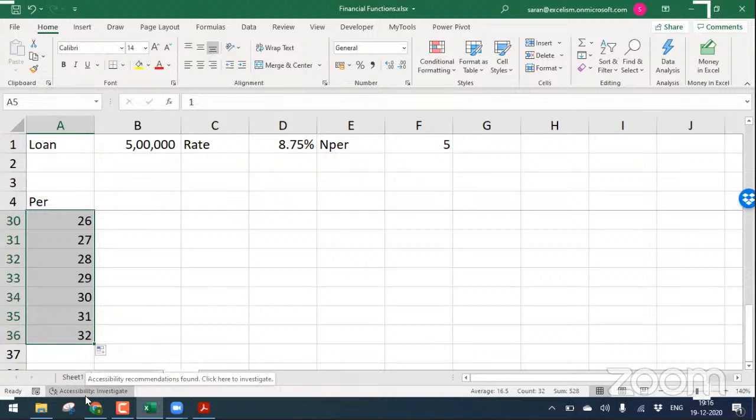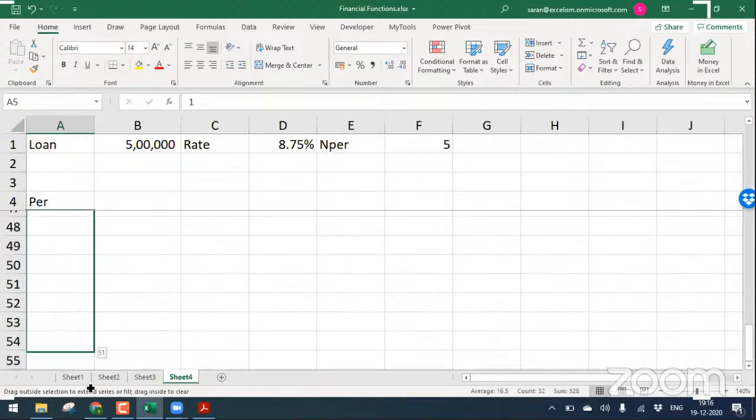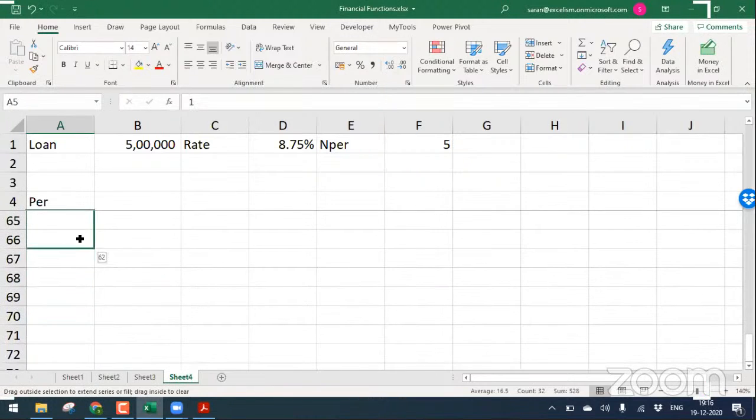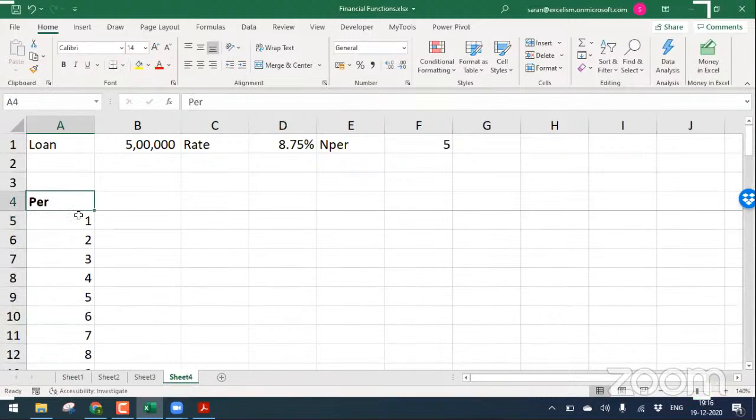So let me drag this down to 60. Okay, please concentrate. This is a period. Now I want to know what is the EMI. Could you please tell me the formula quickly?